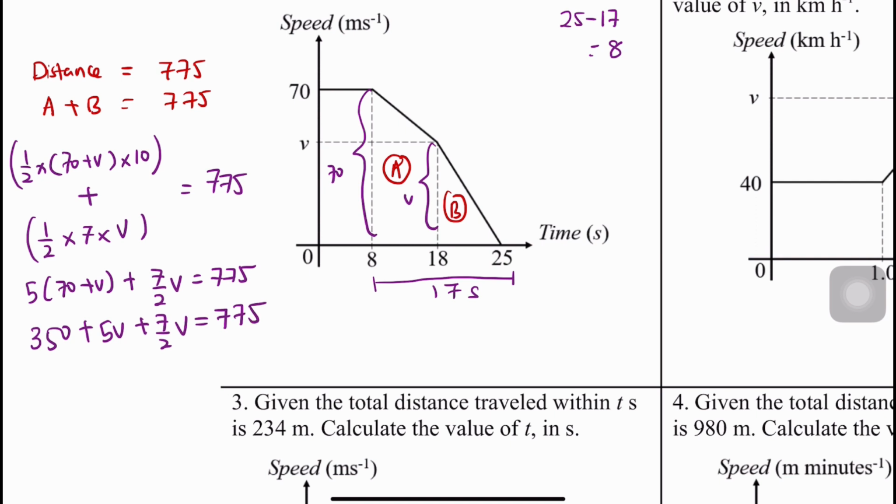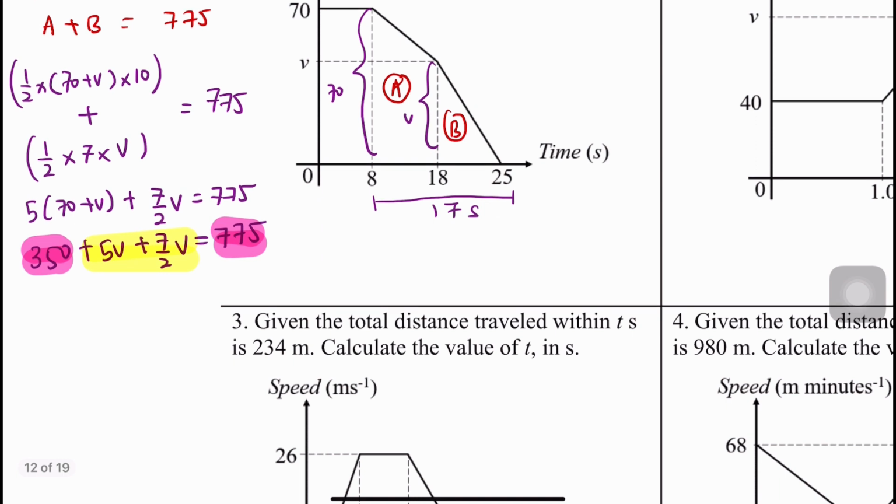Now di sini kita ada V kan? Kita ada V and kita ada number. Number kumpulkan ke satu tempat, yang V kumpulkan ke satu tempat. Maksudnya yang kuning ni kita letak di depan. So we have 5 plus 7 over 2, 17 over 2 ataupun dalam point 8.5. Contohlah saya nak pakai 8.5. 8.5V is equals to 775 minus 350.